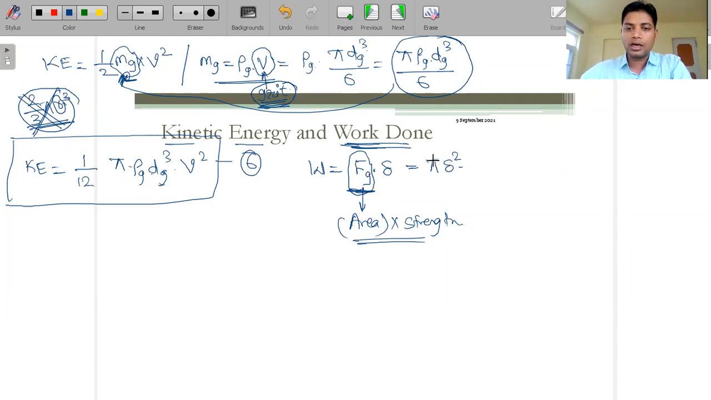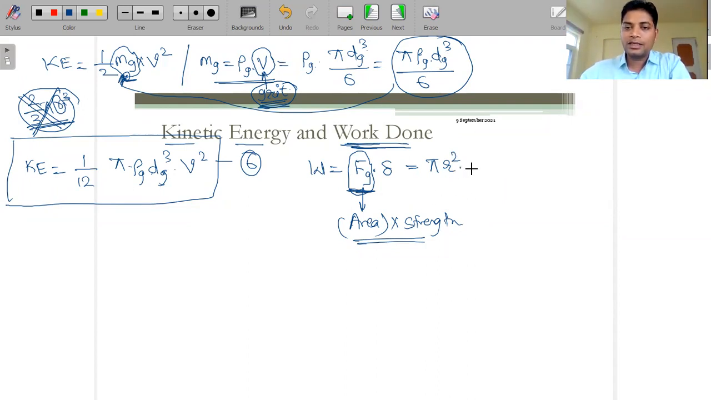Sorry guys, this is in terms of r only. Okay, sorry, this is small r square into this is the area, that is pi into r square from the top view, because cross sectional area we always consider, and into strength.